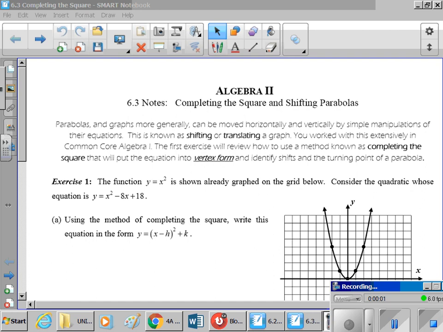So welcome back to Common Core Algebra 2. Today's lesson is going to be completing the square. Now this shouldn't be completely new to us because we've done completing the square in Algebra 1.